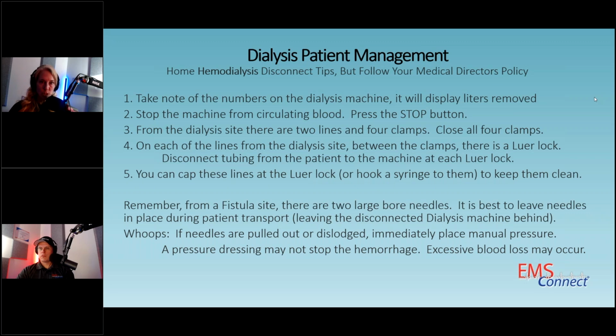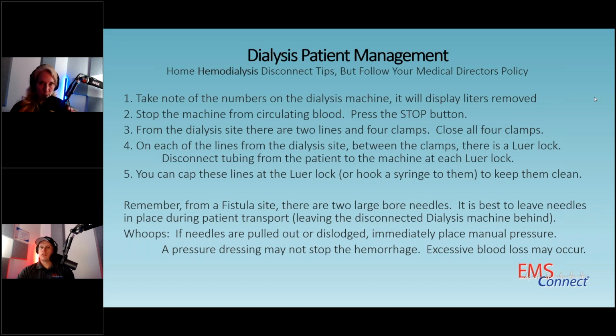First thing, the machine needs to be stopped. You need to have that machine not pulling any more blood or any circulating blood volume going on. So hit stop on the machine. But you might want to take a quick photo, a quick snapshot of the screen face, because it's going to show how much volume has been taken out of the patient and how much is to be returned. So you know the hemodynamic status of your patient, and you'll want to document that so you can share it with the receiving doctor.